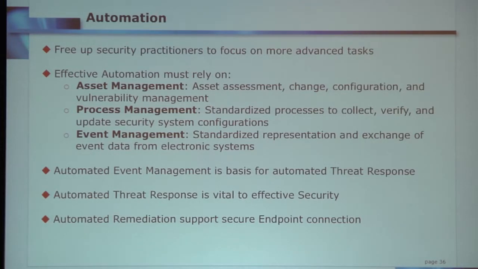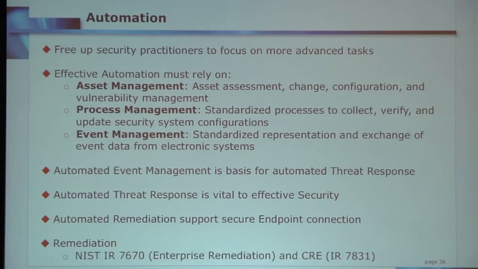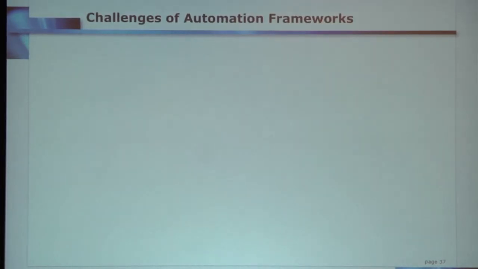We don't want to have only a binary approach of accept or reject. We want to ensure that we can remediate and keep those endpoints secure on the network. In the remediation space, there are two main somewhat standards. Well, they both come in the form of NIST Interagency Reports, Enterprise Remediation and Common Remediation Enumeration, but the bottom line is that there is still a lot of work that we need to do in the automated remediation space.